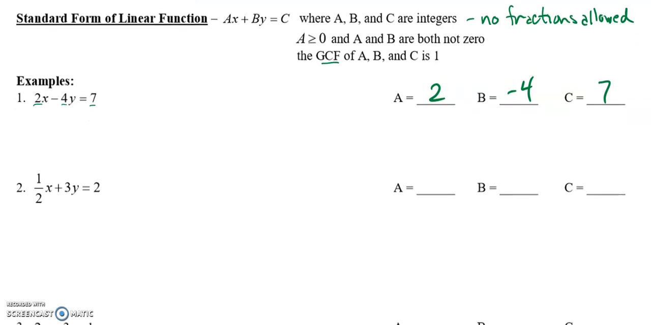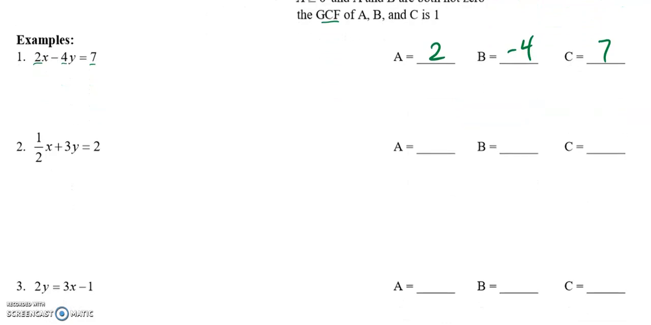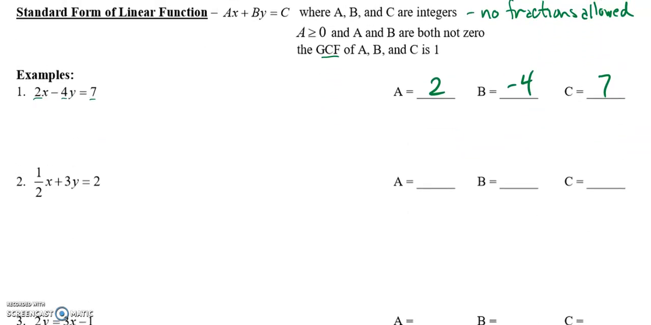Let's look at the second example. Is this in standard form? Let me leave those rules there for a second. No, it's not. We have the x and y on the same side, so that's good. The problem is that we have a fraction, and there's no fractions allowed. So we have to get rid of the fraction. How can I get rid of a 1/2? I'm going to multiply by the reciprocal. I'm going to multiply by 2.